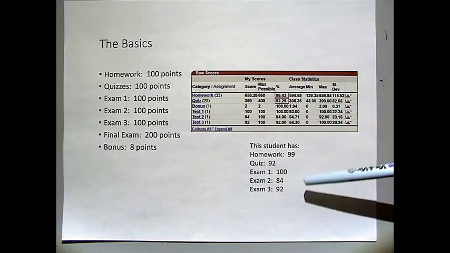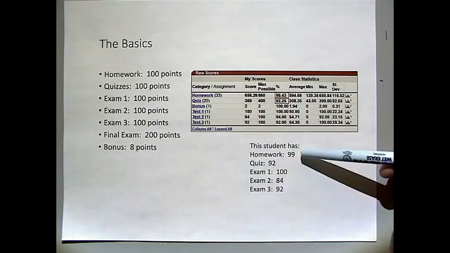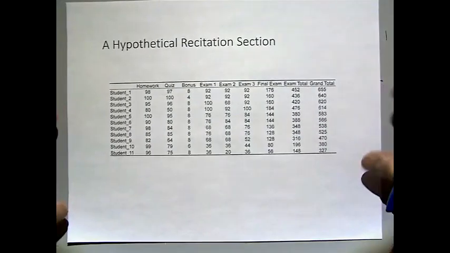So this student so far, with bonus not accounted for yet, has 99, 92, 100, 84, 92. So pretty good score. Okay, does that make sense, how you find your grade? Scores? Okay.